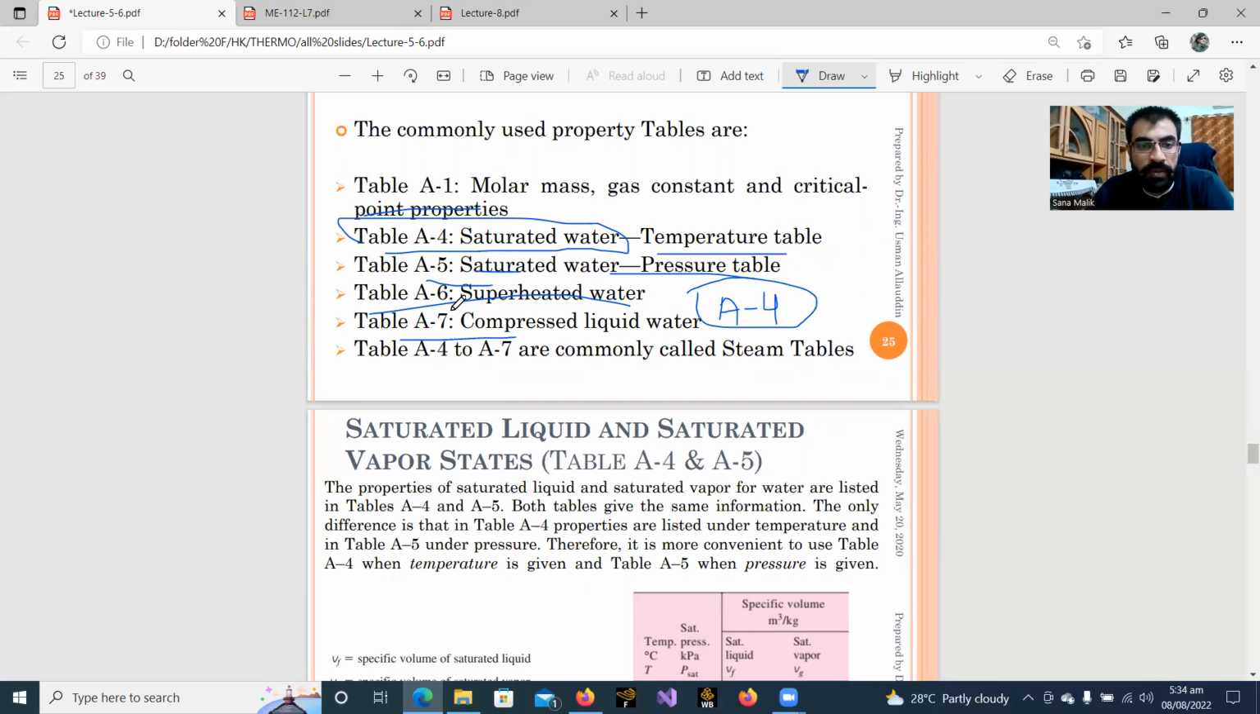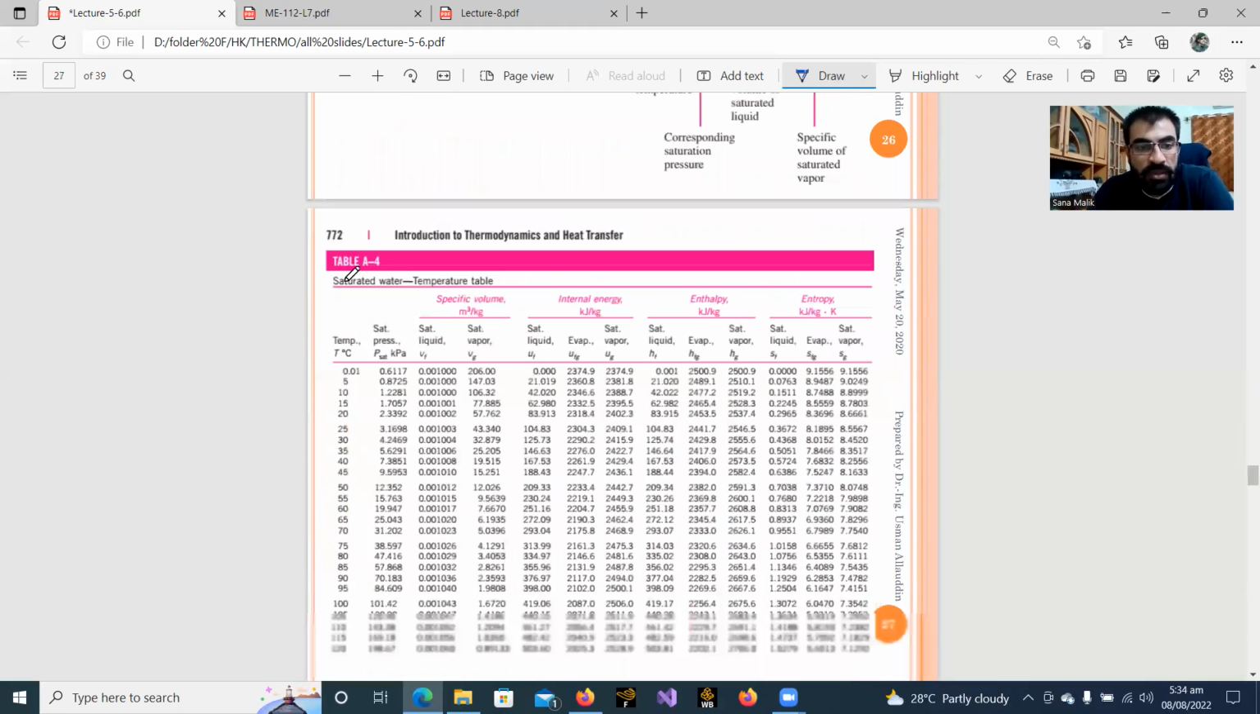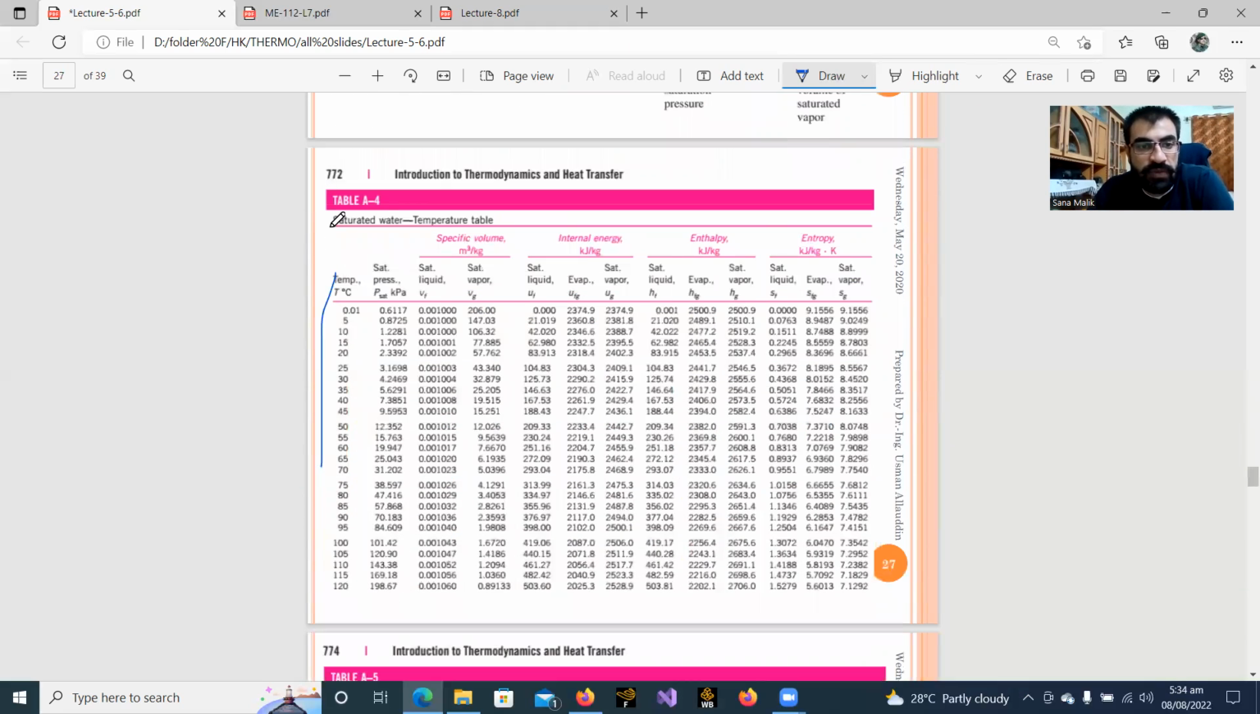Only A4 can be approximated because the pressure ranges are not very high in the compressed liquid steam table charts. So we will approximate it to the A4 table only. A4 to A7 are commonly called steam tables. They look like this. Saturated water, and this A4 means temperature will be given to us.